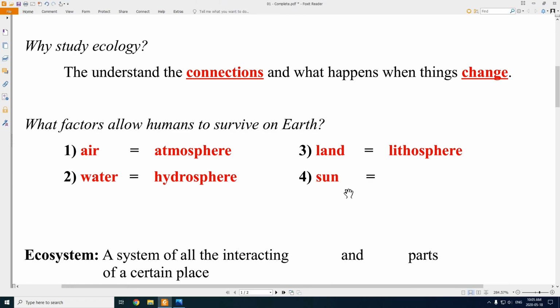And the last part is the sun. The sun is what gives Earth the energy in order for life to survive. If we didn't have the sun, the Earth would be very cold and nothing would be living. Right? We need the sun in order for plants to grow, in order for the temperature to be survivable. Plants take in the energy from the sun using photosynthesis in order to grow. So the sun is what brings in the energy to the Earth in order for life to survive.